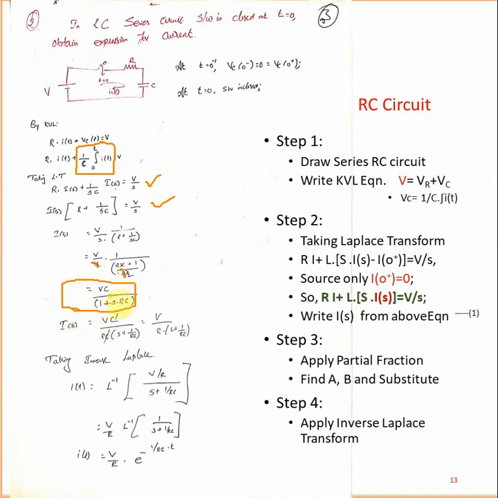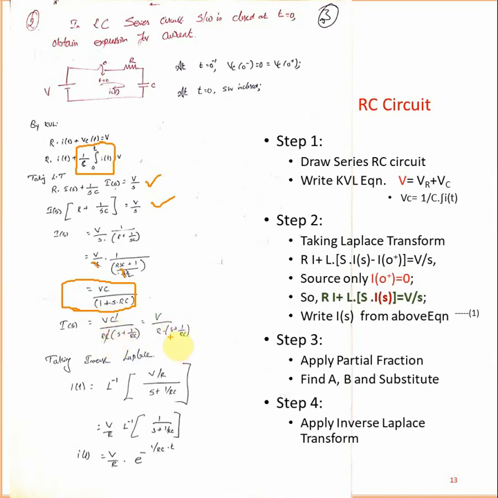Then I of S is equal to VC. I want to keep only S inside, so RC I will move outside: S plus 1 divided by RC into RC. Because I want to write in terms of S only, as you know if you have studied Laplace transforms. Then C cancels. What is the remaining? V by R into this term.